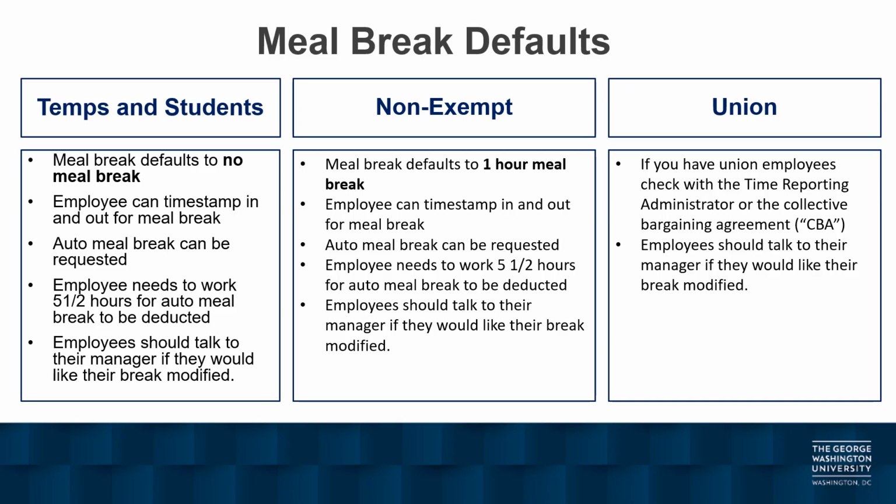Non-exempt. Meal break defaults to a 1 hour meal break. Employee can timestamp in and out for meal break. Auto meal break can be requested. Employee needs to work 5.5 hours for auto meal break to be deducted. An employee should talk to their manager if they would like their break modified. Union. If you have union employees, check with the time reporting administrator or the collective bargaining agreement. Employees should talk to their manager if they would like their break modified.